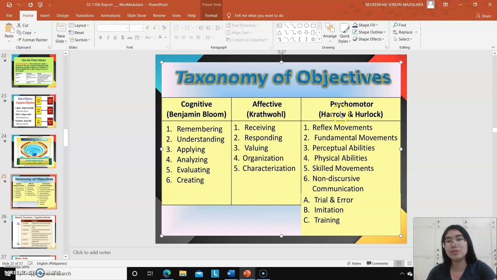And we have also the psychomotor domain, by Harrow and Harlock: reflex movements, fundamental movements, perceptual abilities, physical abilities, skilled movements, and non-discursive communication. We need to say that holistic learning will be achieved if these three domains of learning will be tapped.